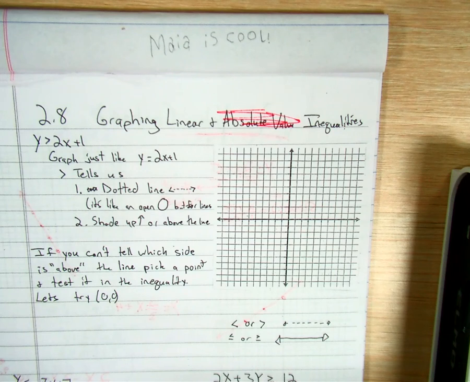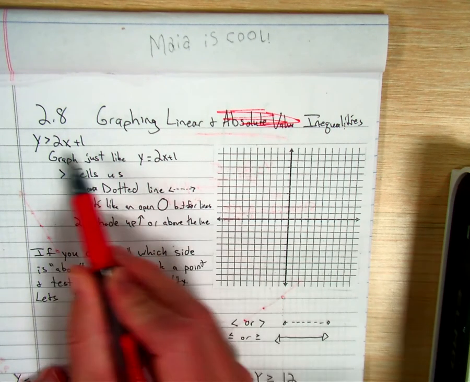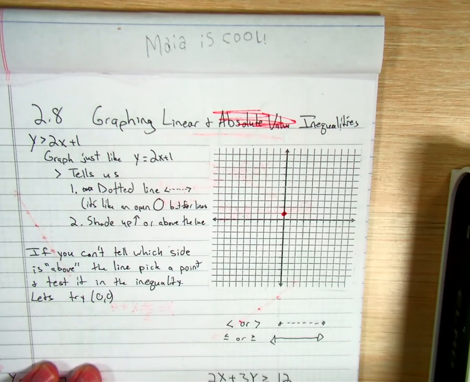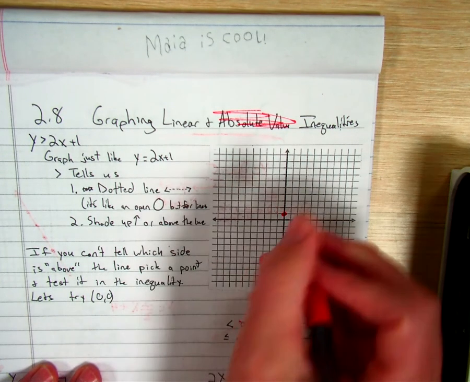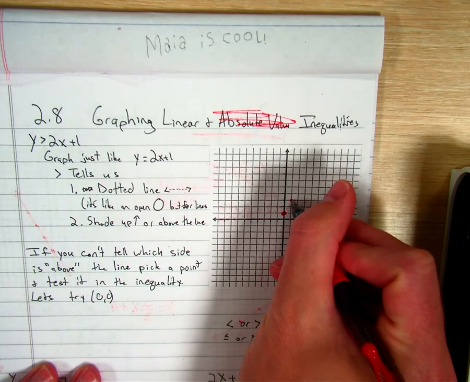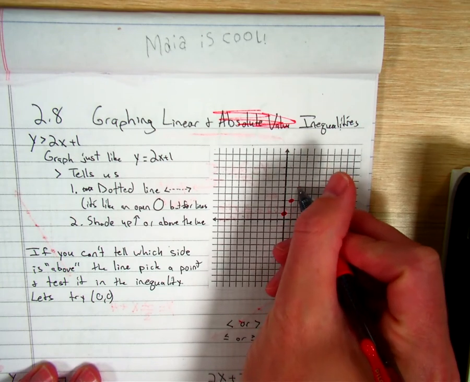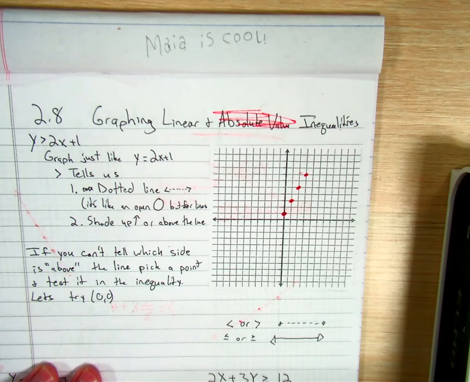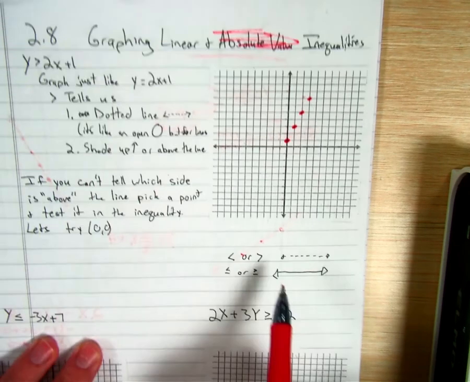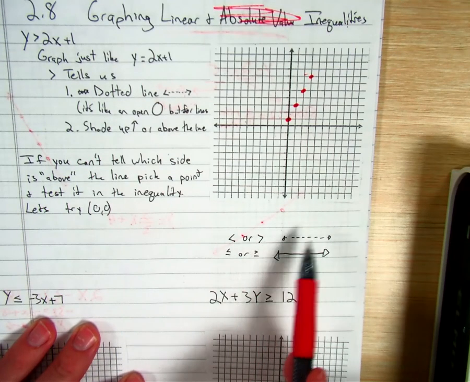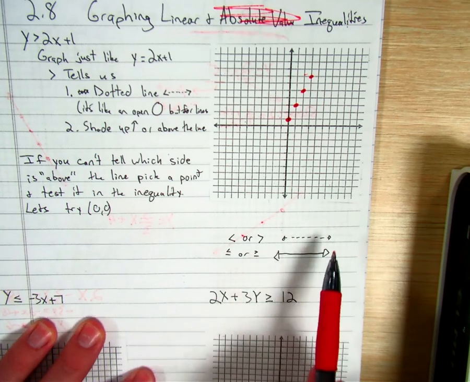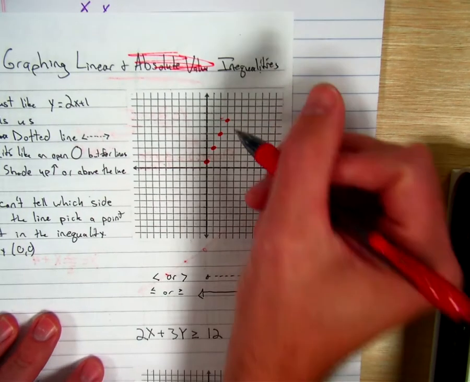But first, let's just get started here with our 2x plus 1. We're going to start at 1 on the y-axis. And our slope is 2. So up 2 over 1. Up 2 over 1. Up 2 over 1. Okay, so there's our dots. Now, just like less than or greater than was an open circle on a number line, it's going to be a dotted line when we're graphing in the xy coordinate plane.